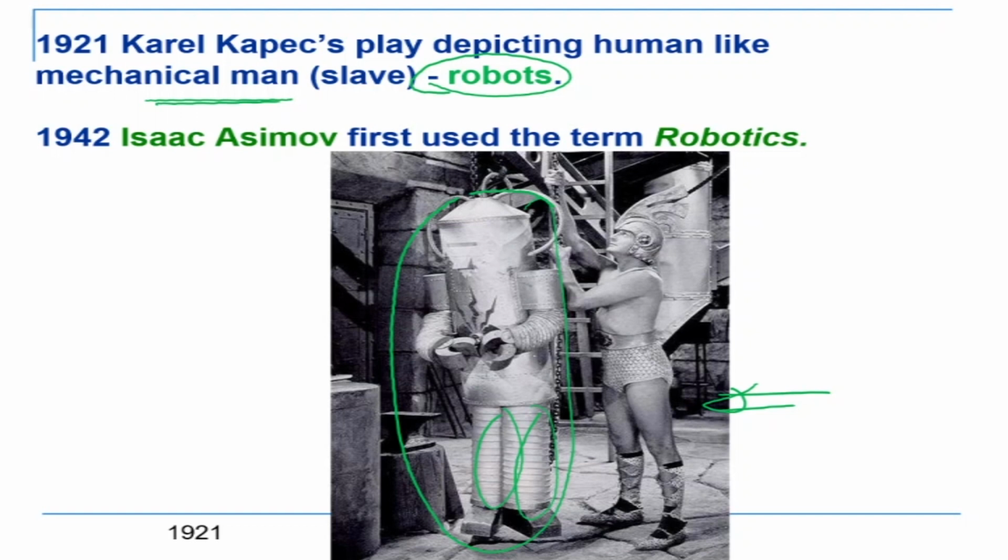Now in 1942, Isaac Asimov first used the word robotics, and in most of his fiction he would be depicting humanoid robots.